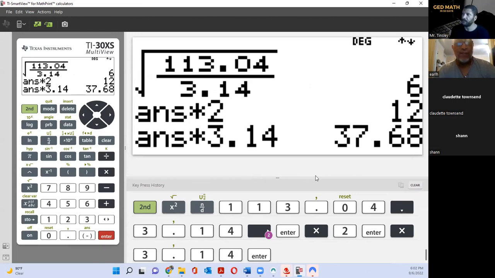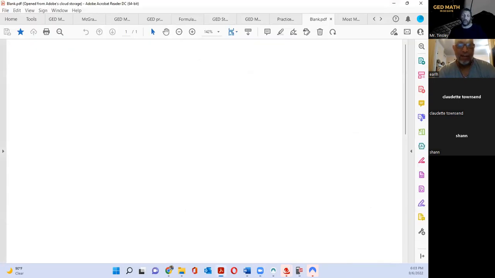Mr. Tinsley, if we wanted to just get the circumference, we don't have to use the square root bracket, right? Well, it depends upon what they're asking you. You got to know what the formula is. So, for example, if they gave you a circle, let me draw a circle. Okay, so they gave you a circle, right? And now I'm gonna draw this right here.